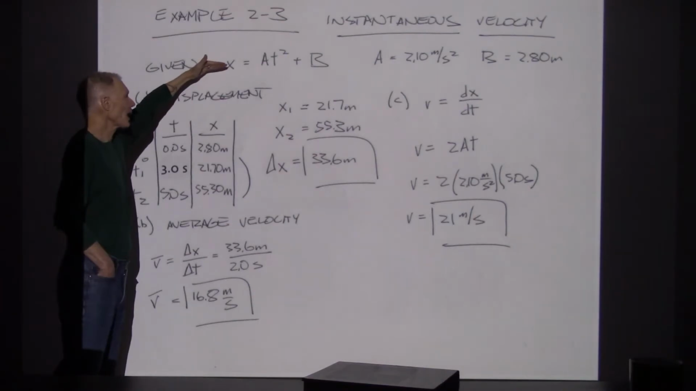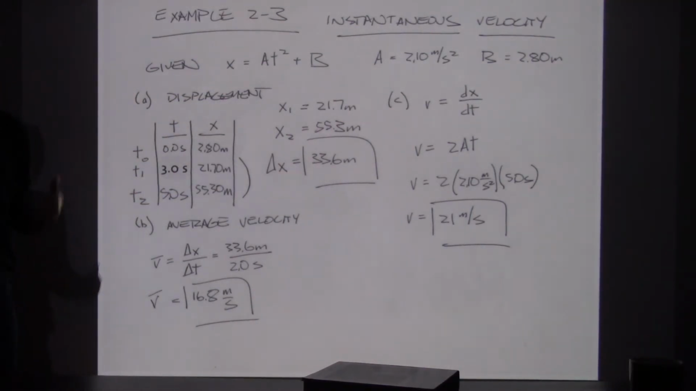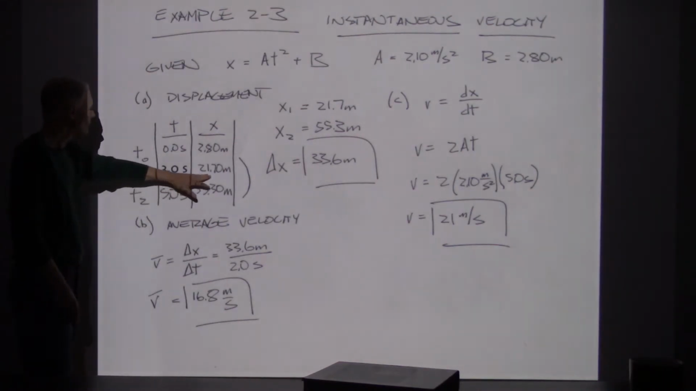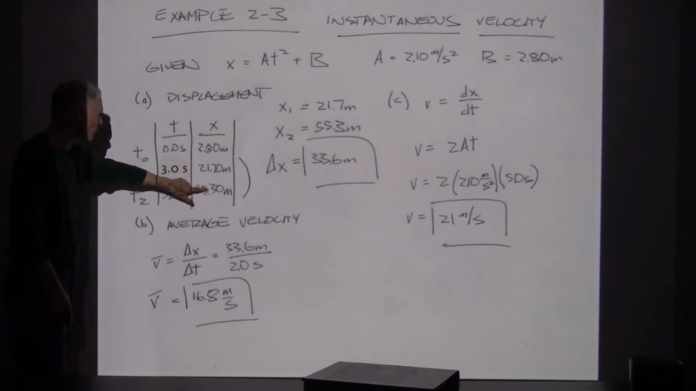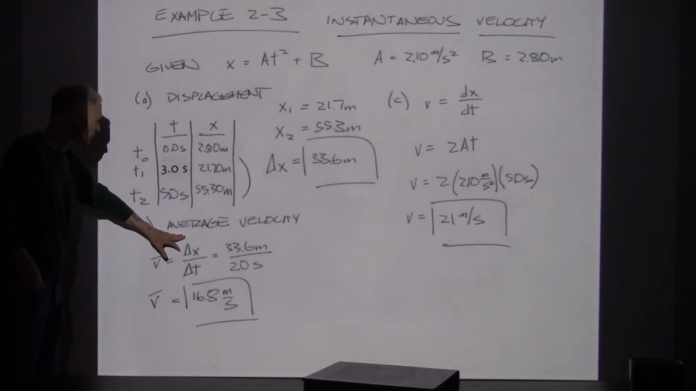So now that I've got a formula that describes the data, I can start working from the formula. I spent a lot of time collecting the data and finding a formula that would work, and now I've got the formula, I'll work from the formula. So if I look at displacements, 21.7 and 55.3, I can get an average velocity.